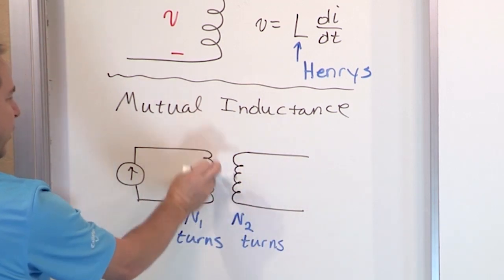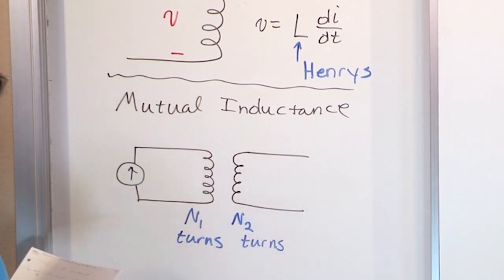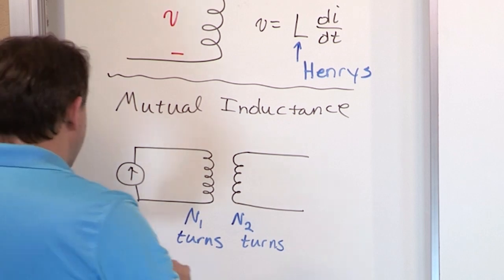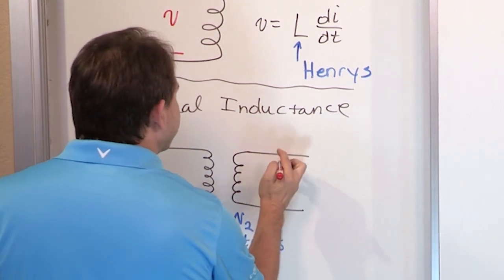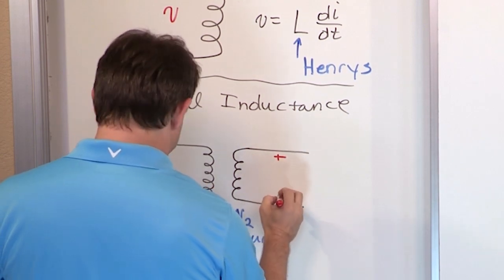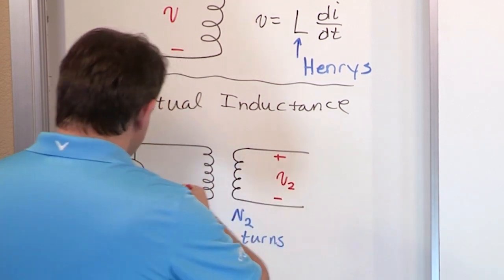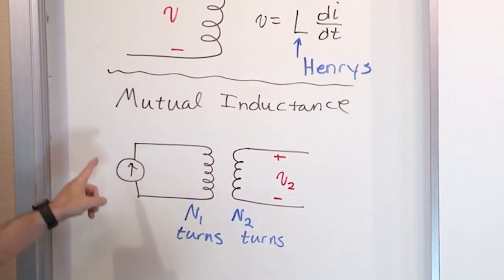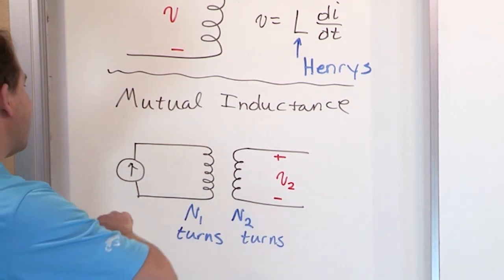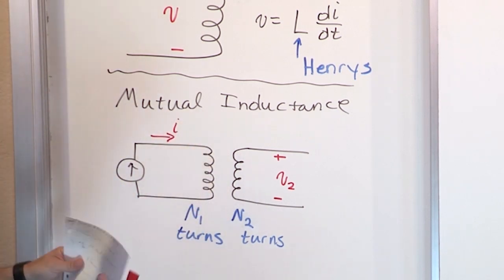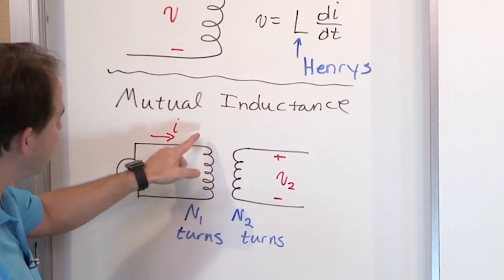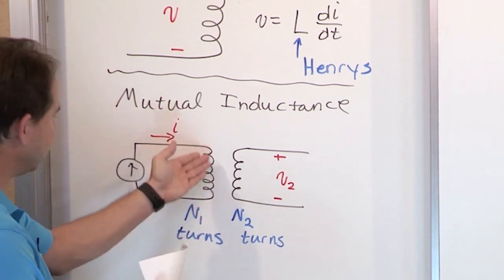The physical length of the coil and all that can be different, along with the different number of turns involved, right? Then what we have is a current driving on this side, and let's say we want to measure the voltage drop on this side, V2. So what's going to happen in this case is this current source is going to drive a current through this inductor.